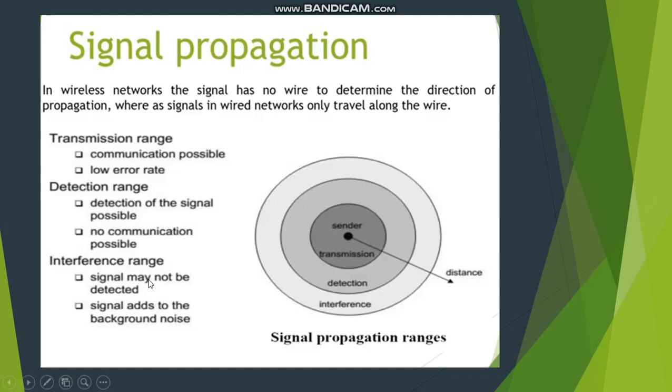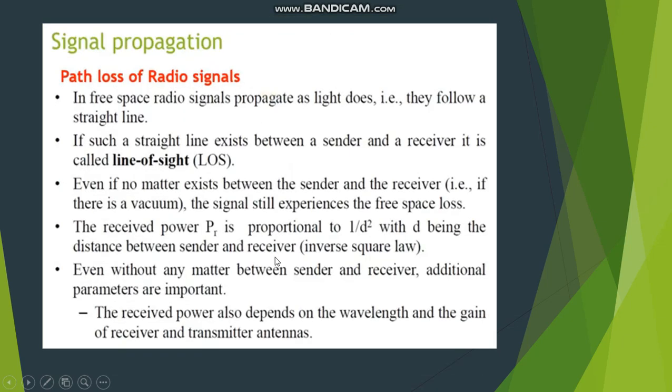And the last range is interference range. The name itself suggests interference, in the sense that it may be possible that two frequencies mix up. So because of a lot of interference, it is not possible to detect a signal. So in this region, the signals may not be detected, and interference may be added, like noise, background noise, or any error bits can be added. So there are high chances of signals getting lost or getting weak in this range. So these are the three possible ranges when signal propagation takes place.